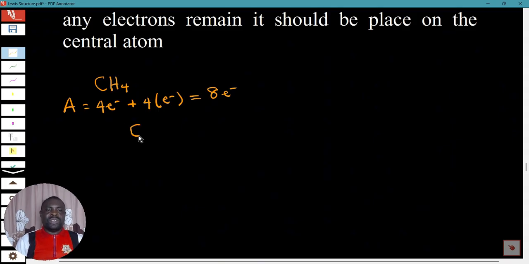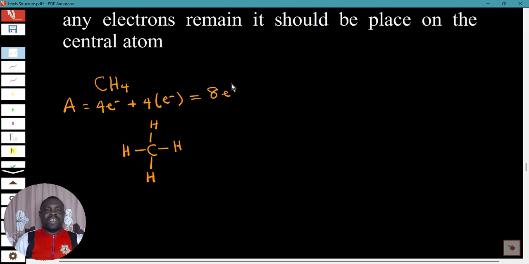Now the central element is carbon. Then we are going to distribute the other element around the central element. We have 4 hydrogen to distribute around the carbon. So we have this structure.